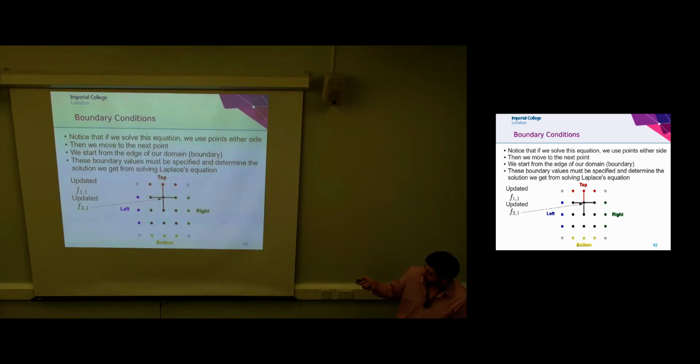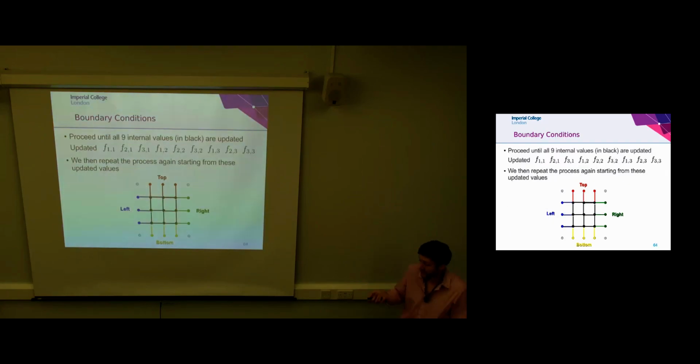Once we know that value, we can then update 2,1 by using that and the value we've already calculated for 1,2. And then the next value for 3,1 from those values, and so on until we've updated every single point in our domain, working through. We then repeat the process again.